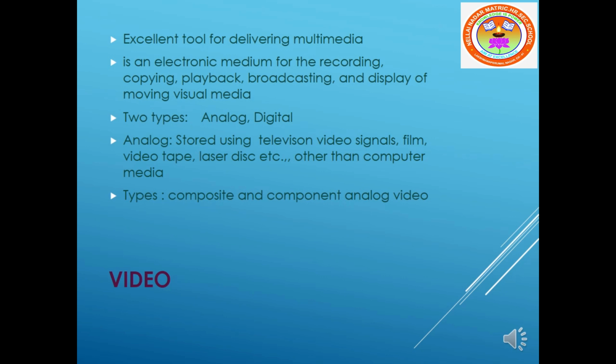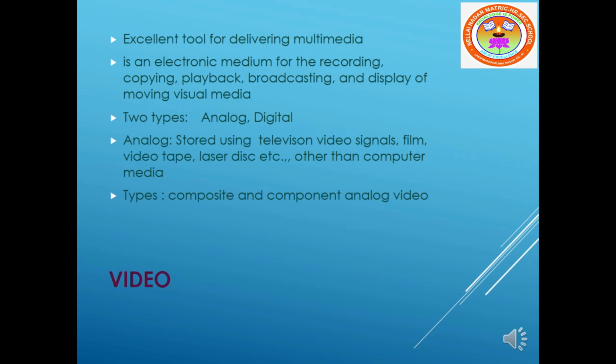What do you mean by analog video? In analog video, the video data is stored in non-computer media. If it is stored in a computer, it is called digital video. Analog video is further divided into two types called composite and component analog video. Composite analog video has all the video components like brightness, color and synchronization combined into one signal. The quality of composite video results in color blending, low clarity and high generational loss.